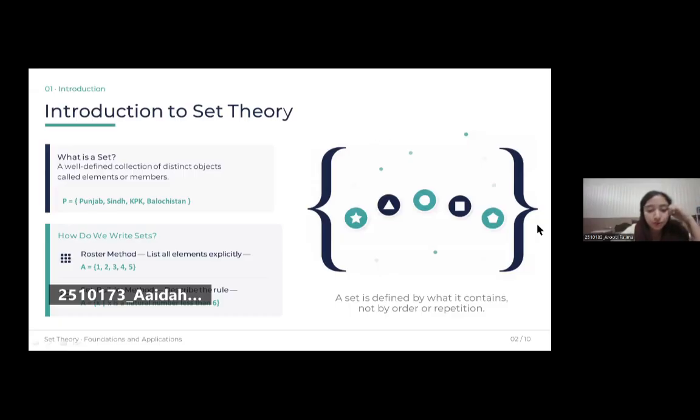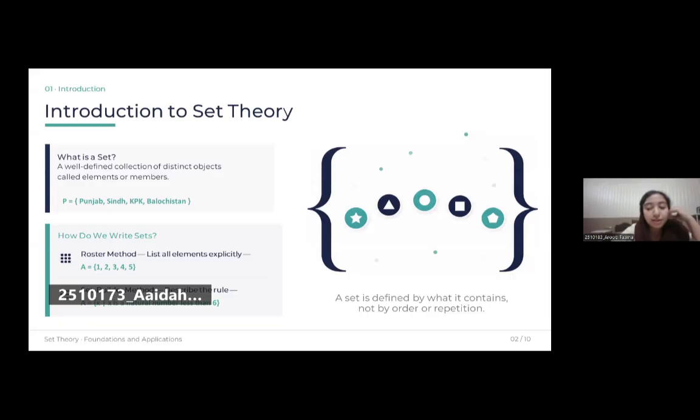First is the roster method. The example is given. This method is easy when the set contains only a few elements. The second method is called the set builder method. Instead of writing all elements, we describe a rule. For example, as given, this means that A contains all natural numbers less than 6. If we write those numbers, we will again get 1, 2, 3, 4, 5. So both methods represent the same set, but in different ways.